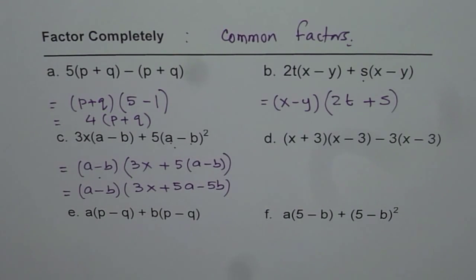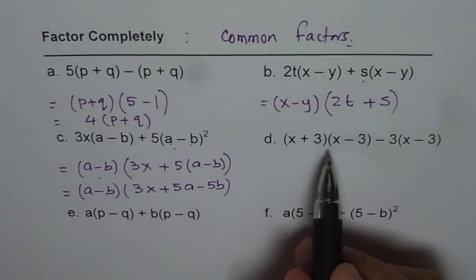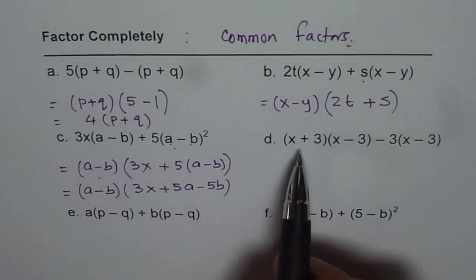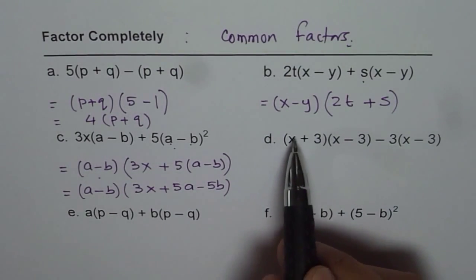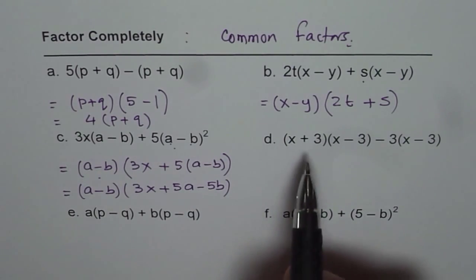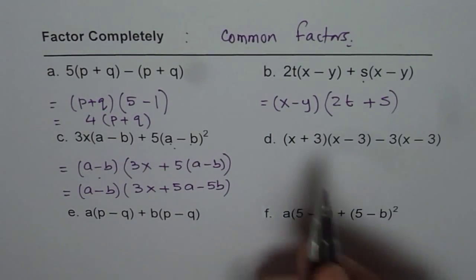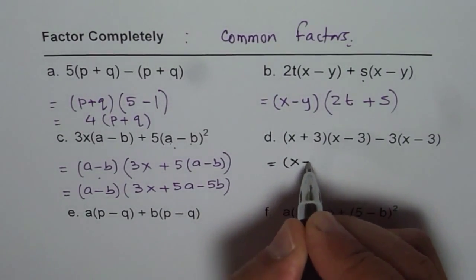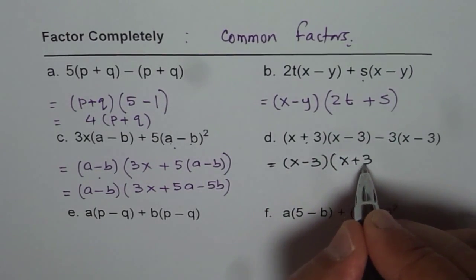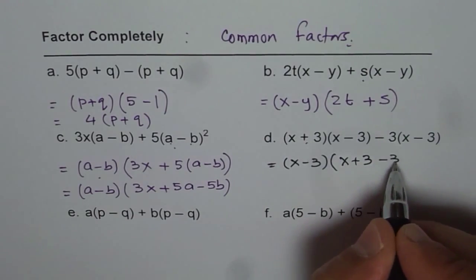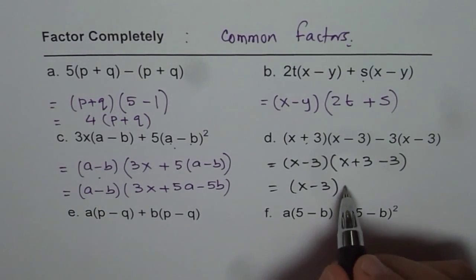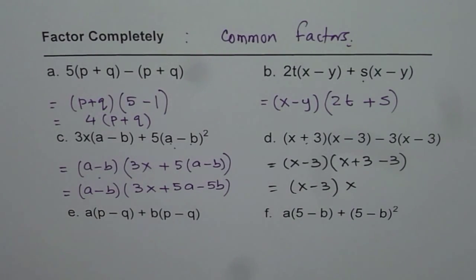Okay, so let's move on and do part D, which is (x plus 3) times (x minus 3) minus 3 times (x minus 3). At times in this question we also give you x square minus 9. Then you have to factor and write like this and then do the step which we are going to do. (x minus 3) is a common factor, so clearly we can write (x minus 3). We are left with x plus 3 from the first term, right? And minus 3 from the second, which you can simplify and you can write this as times x, correct? So that is the factored form.